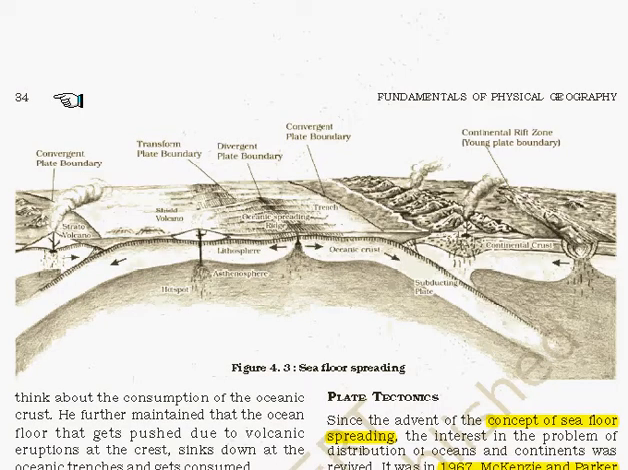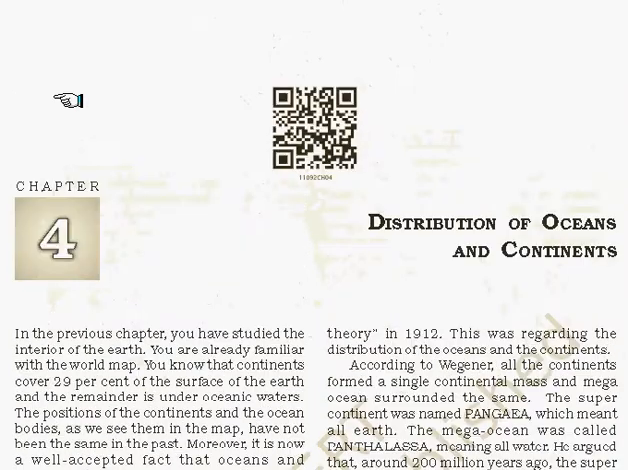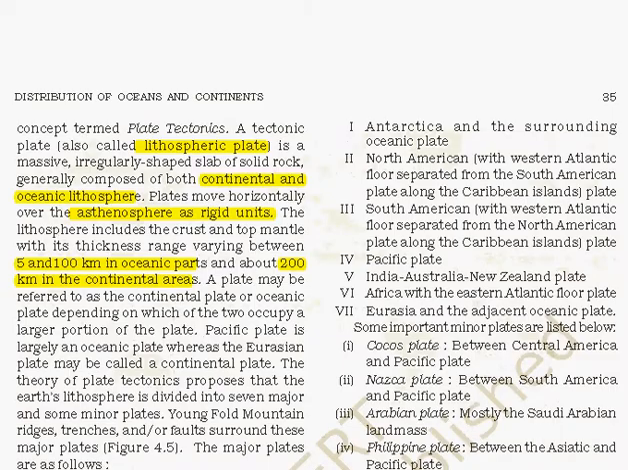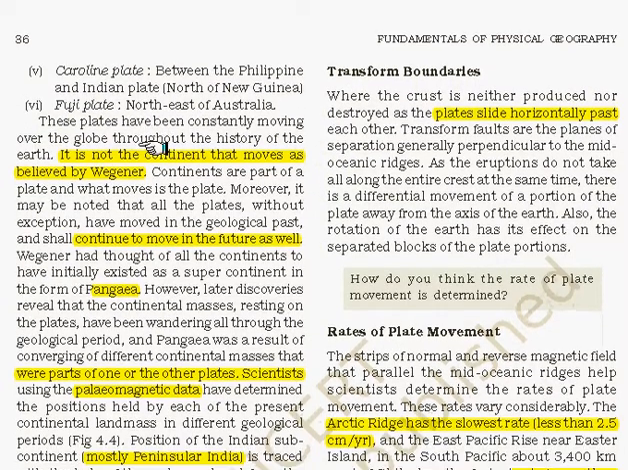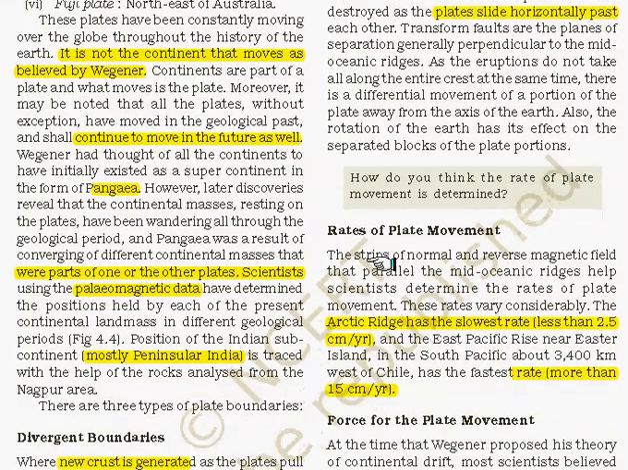Now we will be seeing what was the rate of the movement of these plates as well as the position and what force is required to move these plates. For example, the rates of each and every plate are different from one another. For example, Arctic ridges has the slowest rate, which is less than 2.5 centimeters per year, but the Eastern Pacific rise near Easter Island in Southern Pacific, Chile, has the fastest rate of more than 15 centimeters per year.